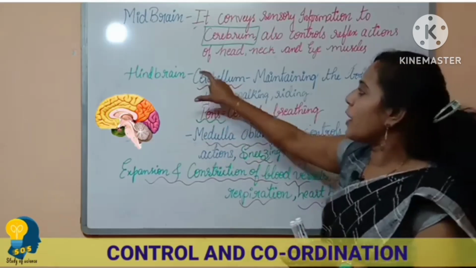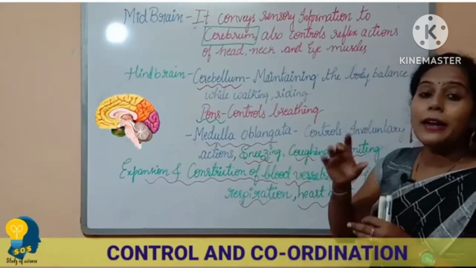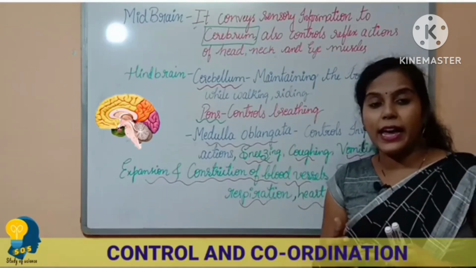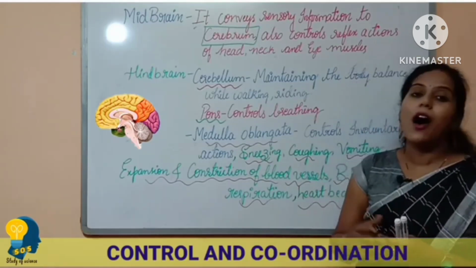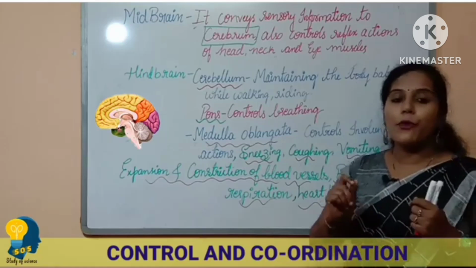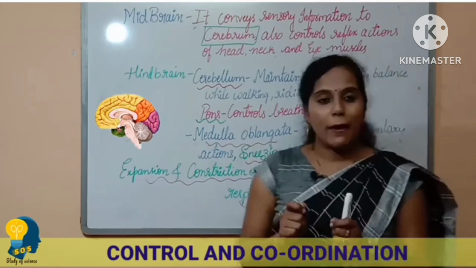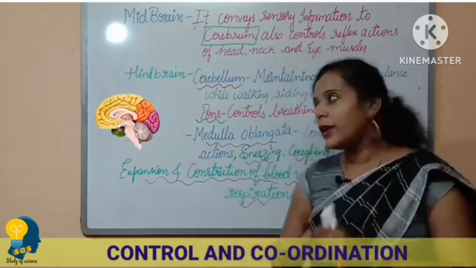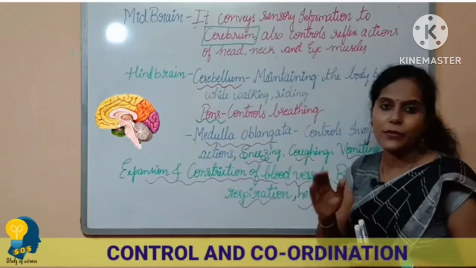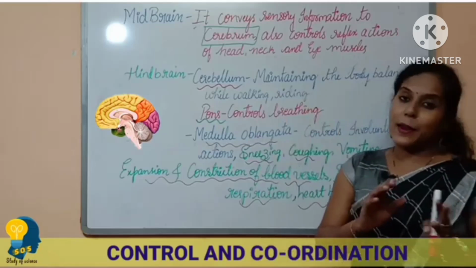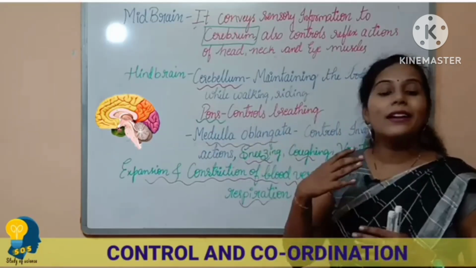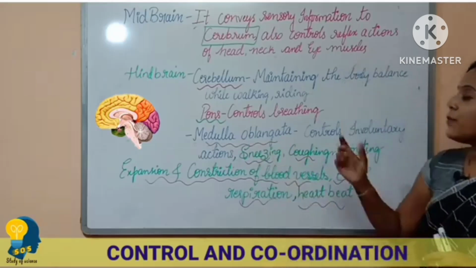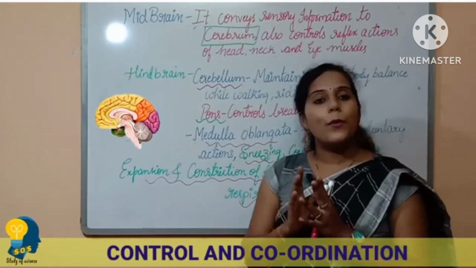Correct? So what is the function of cerebellum? Cerebellum, it helps in maintaining the what? Body balance while walking, while swimming, while riding and so on. Yes? So if you want to walk straight, yes, it has been controlled by your cerebellum. If you want to walk zigzag, then it has been controlled by the cerebellum. Whatever. Okay, it has been controlled by cerebellum. Next, pons, it helps in controlling your breathing rate. Clear?